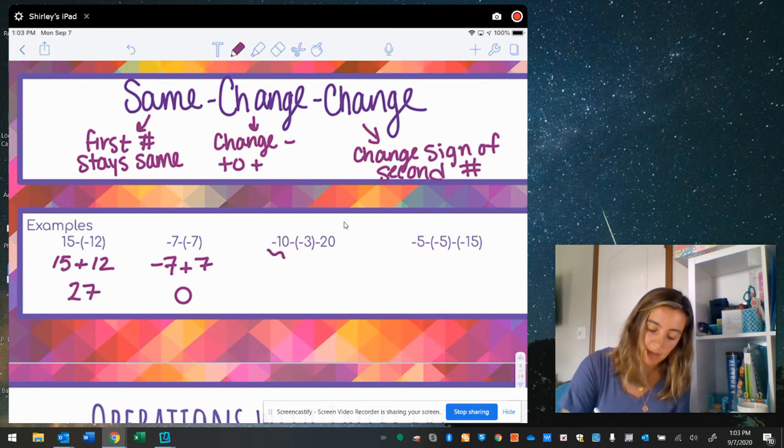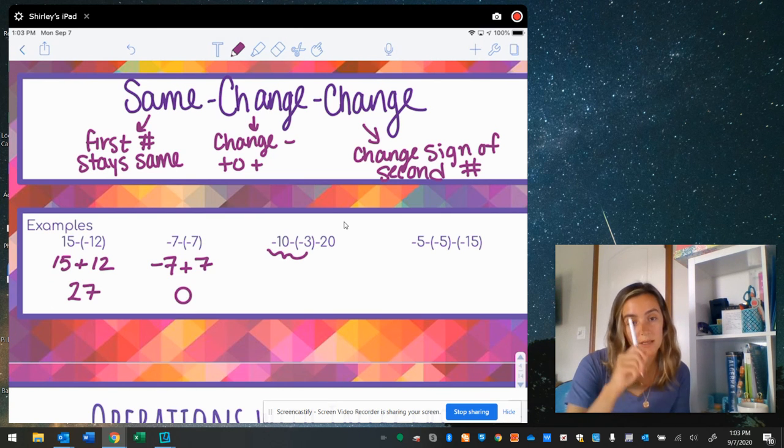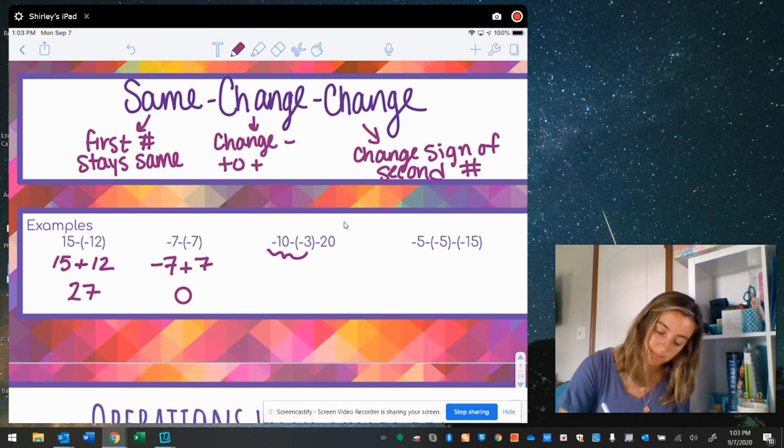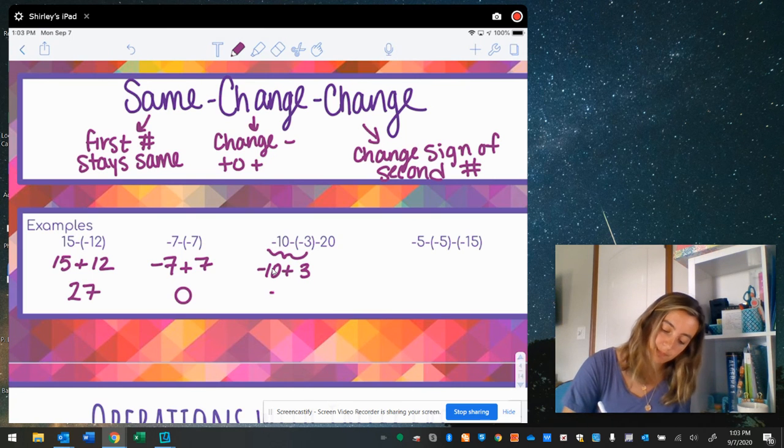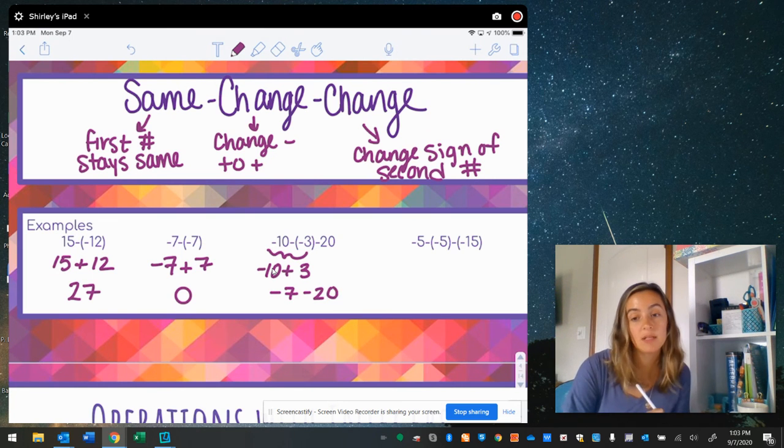Over here, move right to left, take care of two numbers at a time. So all I'm going to look at is this -10 minus -3. So same, change, change. I'm going to do -10 plus 3. My rule tells me that when my signs are different, negative and a positive, subtract them. 10 minus 3 is 7. And then since 10 is a larger value than 3, my answer is going to be -7. And then I'm going to go ahead and bring down that -20 because I didn't use that yet.